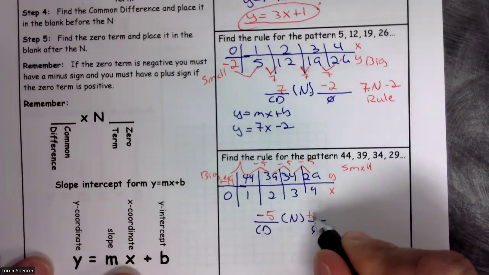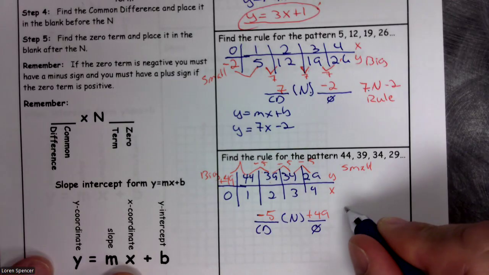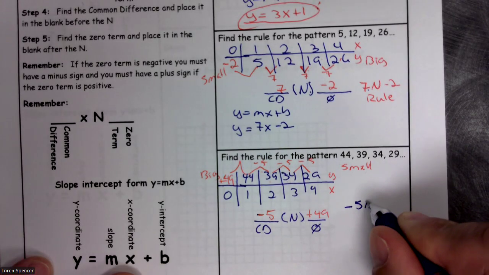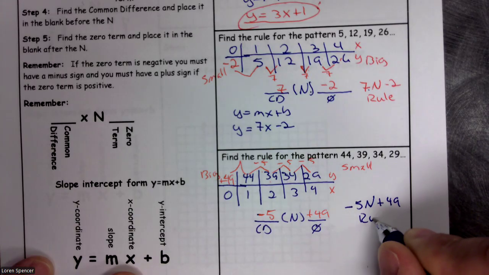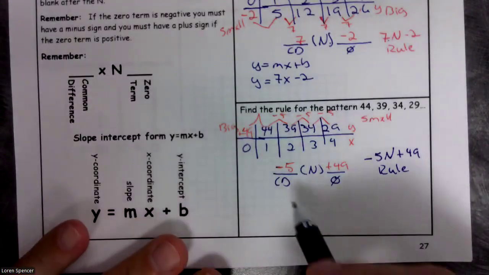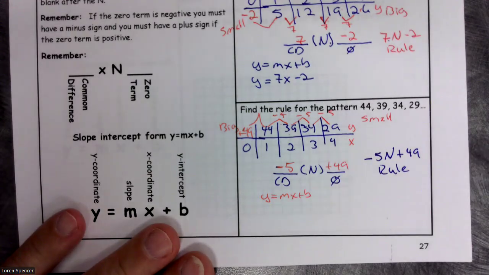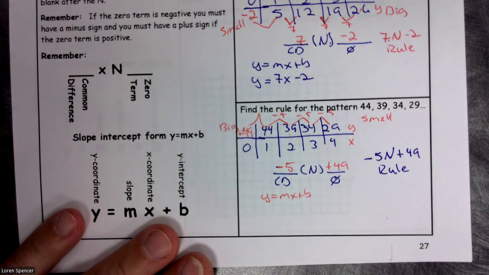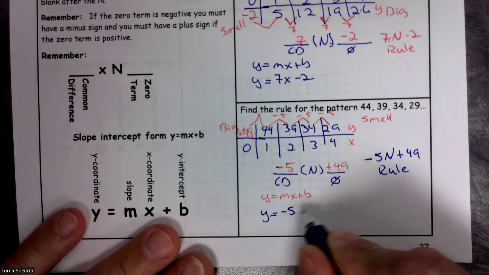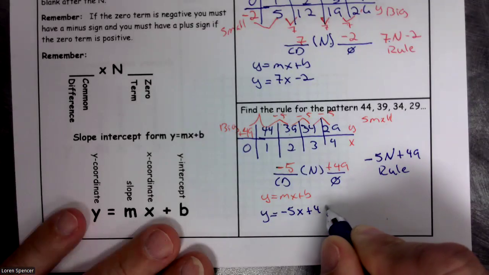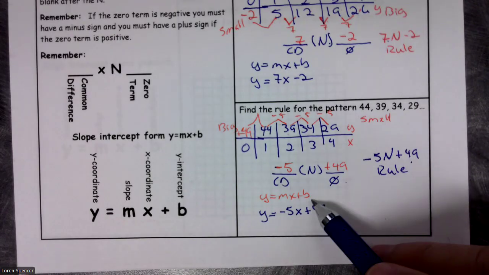So this would mean negative 5n plus 49. So my sequence, or my rule, is going to be negative 5n plus 49. And that's my rule. Writing it into y equals mx plus b, we just keep the y just the way it is, and we're going to write y equals negative 5x plus 49. So essentially, my zero term is my y-intercept, or my b.